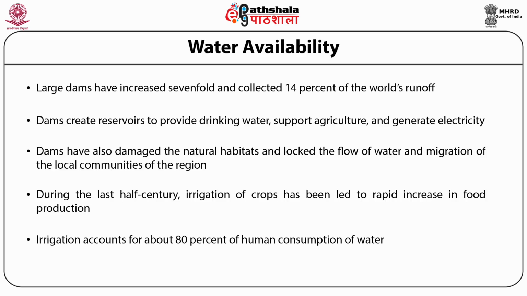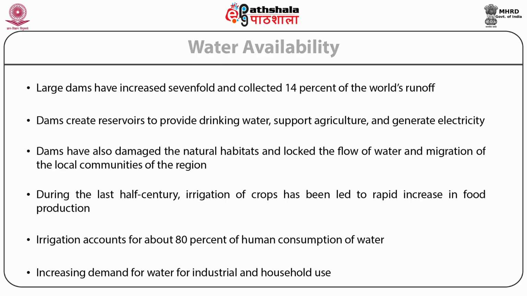Population growth is increasing demand for water for industrial and household use. This results in reducing the water for irrigation purposes. In such situations, it is difficult to maintain water levels in the rivers and wetlands.